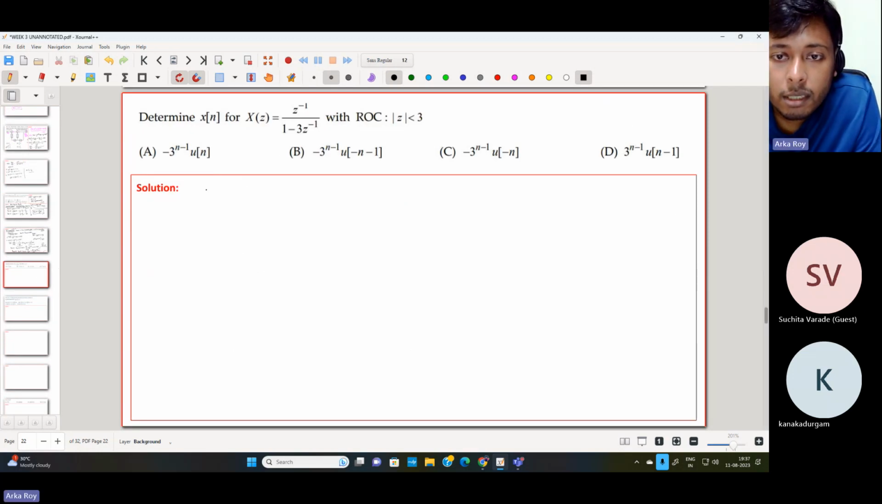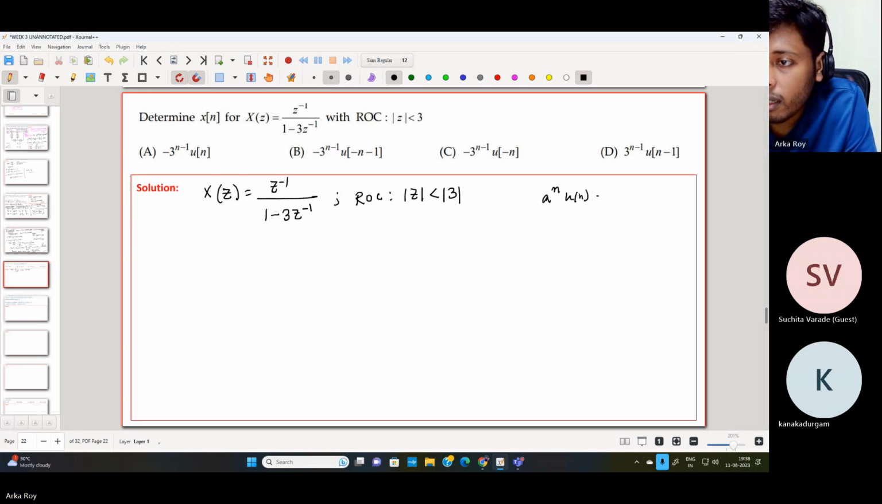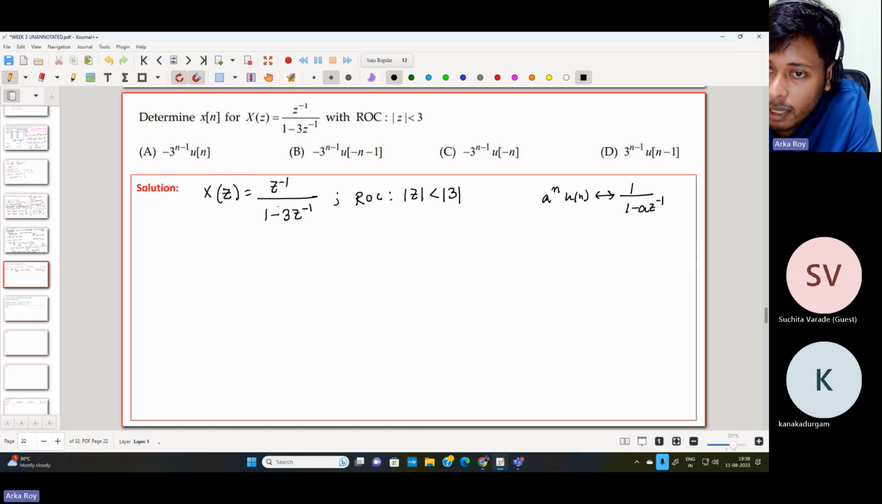So the next question states that given X(z) is z to the power minus n multiplied by 1 minus 3 z to the power minus 1, to the power n. Now the main intriguing part is that the ROC is given as mod z is less than 3. So we have already seen that for a to the power n u[n], the z transform is like this, which looks like I can consider z to the power minus n multiplied with 1 minus 3 z to the power minus 1.